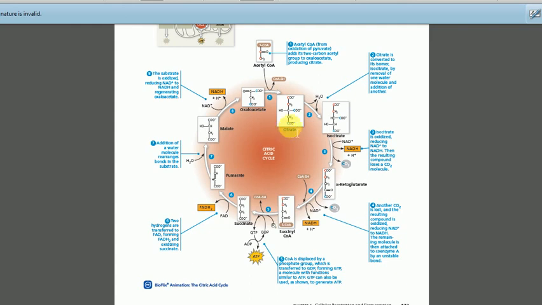This marks the end of our discussion about the Krebs cycle. In the next session we'll discuss the electron transport chain. If you have any question, you can ask me in the comments, and I hope you have enjoyed the session.